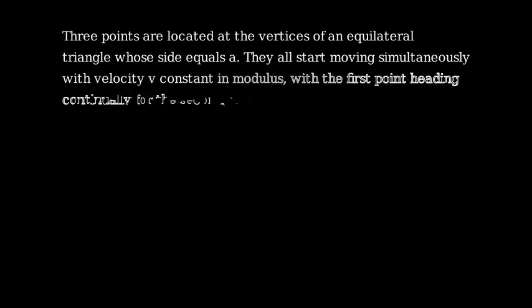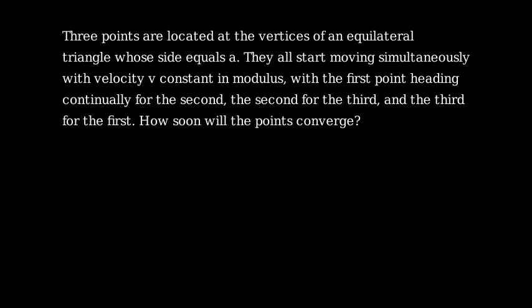In this problem, we have 3 points located at the vertices of an equilateral triangle with side length a. They all start moving simultaneously with constant velocity v, with the first point heading continually for the second, the second for the third, and the third for the first. Our goal is to determine how soon these points will converge.